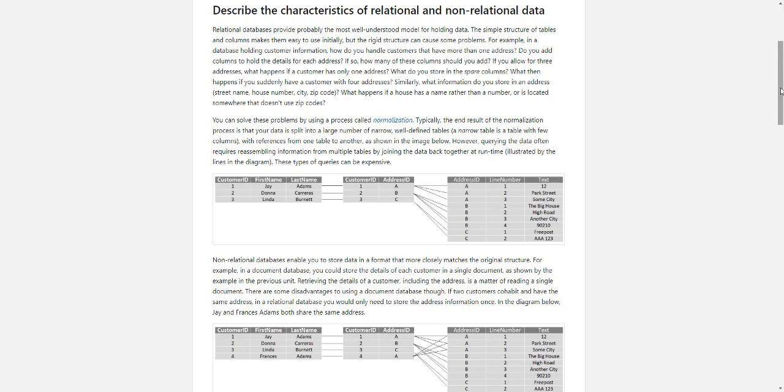Typically, the end result of the normalization process is that your data is split into a large number of narrow, well-defined tables. A narrow table is a table with few columns, with references from one table to another as shown in the image below. However, querying the data often requires reassembling information from multiple tables by joining the data back together at runtime, illustrated by the lines in the diagram. These types of queries can be expensive in terms of resource.